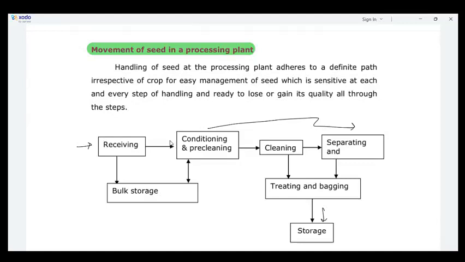The preconditioning or the pre-cleaning refers to removal of large trash particles like other trash, clods, stones, chaff, inert material. This is nothing but if the size of the crop, the materials which are more than the size of the crop will be removed in case of conditioning and pre-cleaning. It will just improve the physical appearance of the seeds. So this is what pre-cleaning means.